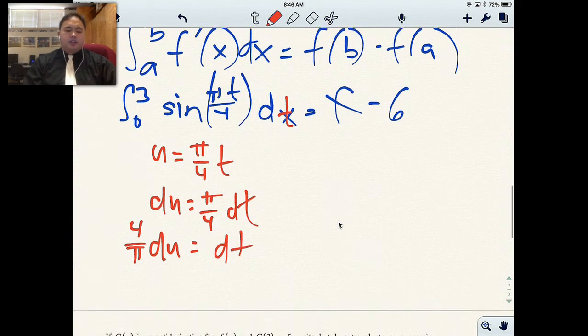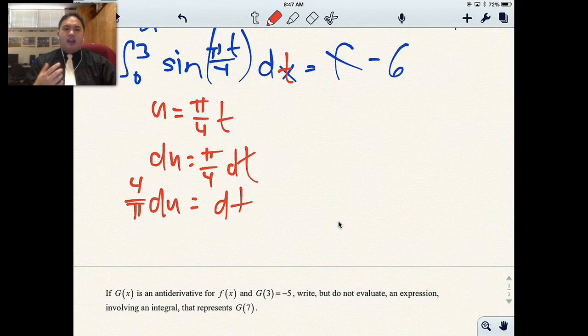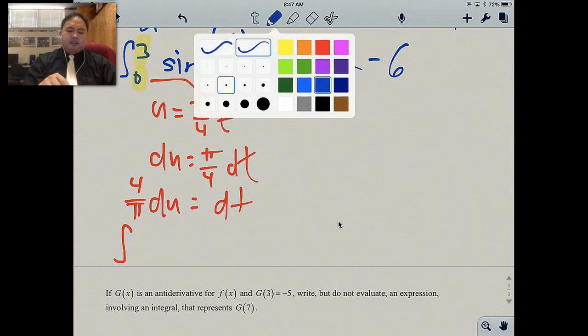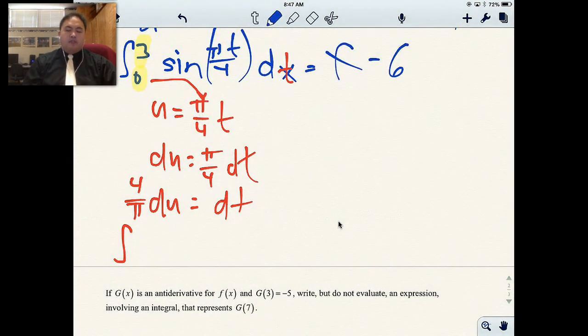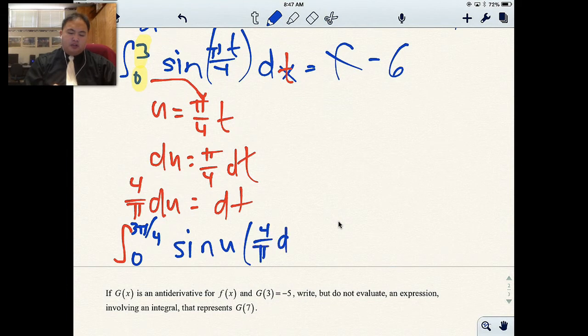Now let's do my u substitution. Again, the most common mistake that you'll see is that you have to change the bounds. You have to change the bounds because I have to change all the t's into u's. I think it was Amy's question yesterday: where do we plug this in? I'm going to take these numbers and plug them into here. If I plug in 0, I'm still going to get 0. If I plug in 3, I get 3 pi over 4. Now, this becomes sine u, and I had a 4 over pi du. And this still equals x minus 6.